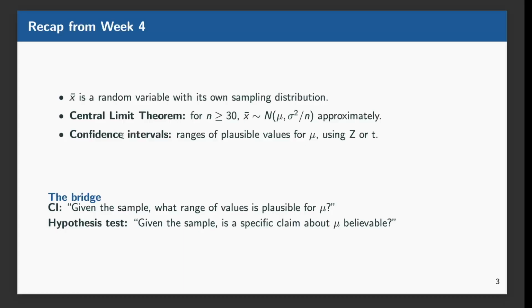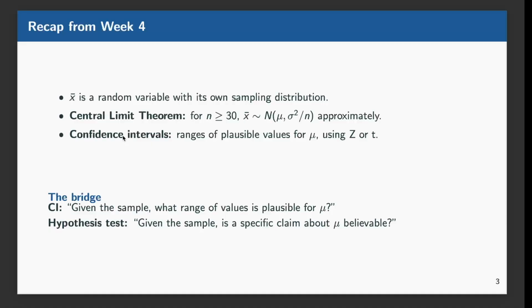Let's do 3 quick reminders before we move forward. First, X bar, the sample mean, behaves like a random variable. It has its own entire sampling distribution attached to it. Second, the central limit theorem tells us that once our sample size n is 30 or more, X bar is approximately normal in shape. Third, we built confidence intervals last week, which are ranges of plausible values for the unknown mu, using either Z or T depending on what we knew about sigma and how large our sample was.